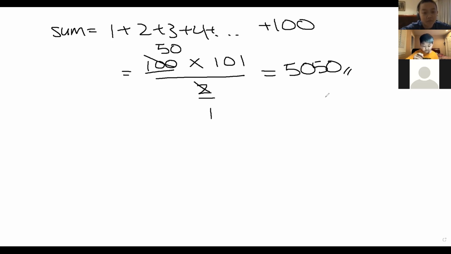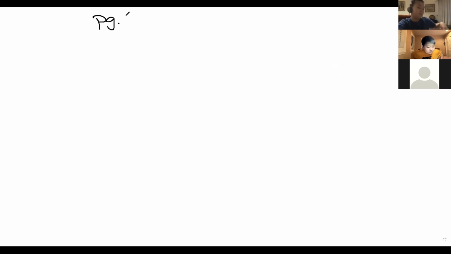So, if we look at page 70, exercise 15. It says use Gauss's method. So use the method that Gauss used to find the sum of all the numbers starting from 1 up to 16.